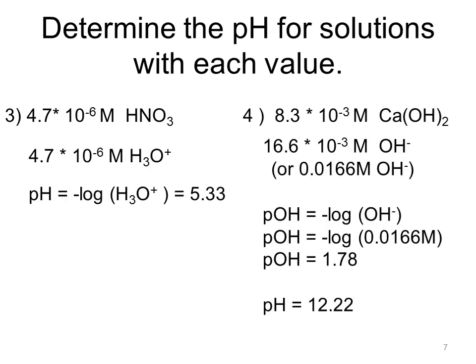Again, it's very simple for the acid because we're asking for the log of H3O+, which will be the same as the concentration of HNO3, so we get a pH of 5.33. For something like Ca(OH)2, we have to double that OH- concentration, which is going to give us either 16.6 times the negative 3 or 0.0166 molar OH-. So if I take the negative log of that, I get a pOH of 1.78 or a pH of 12.22.